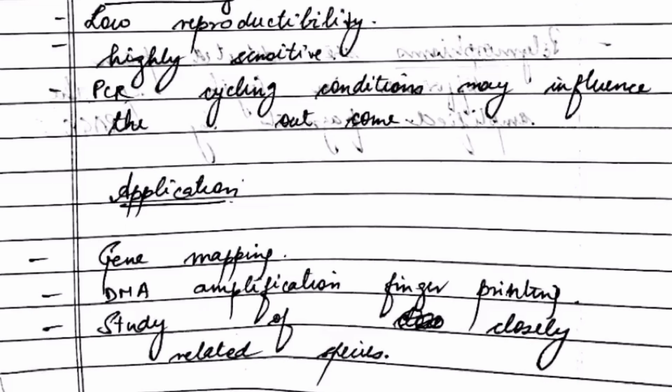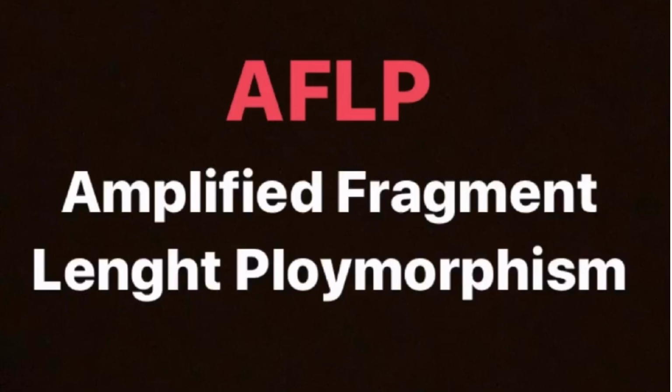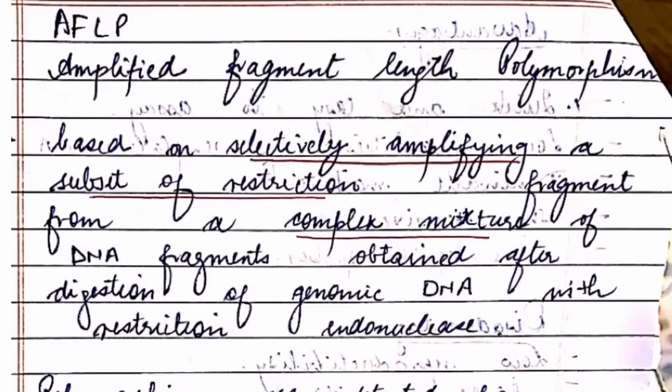in hybridization markers. Next type of marker is amplified fragment length polymorphism, that is AFLP. If there is any difference between corresponding DNA fragments from two organisms, that is A and B, that is detected by the amplified fragment length polymorphism technique.